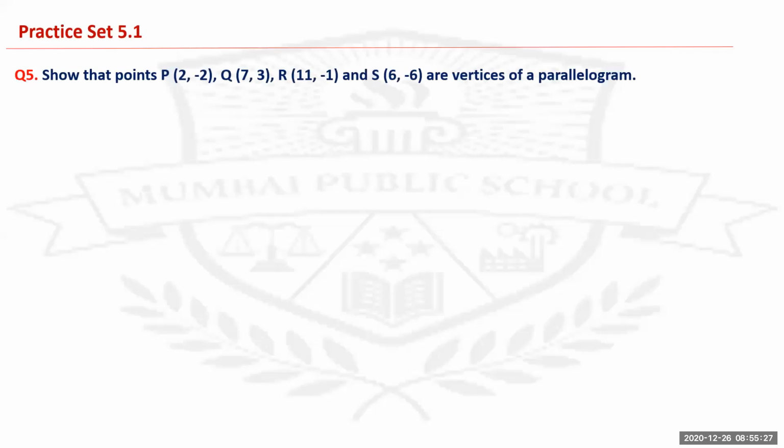Show that points P 2 comma minus 2, Q 7 comma 3, R 11 comma minus 1 and S 6 comma minus 6 are the vertices of a parallelogram.